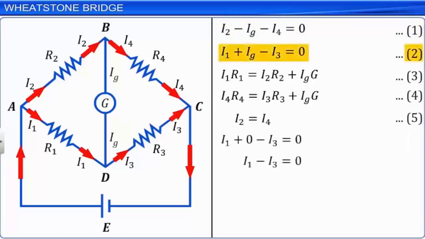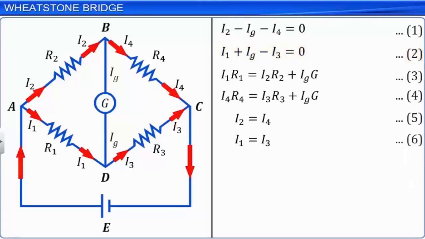Substituting Ig equal to 0 in equation 3 and simplifying, we get equation 7. Substituting Ig equal to 0 in equation 4 and simplifying, we get equation 8.